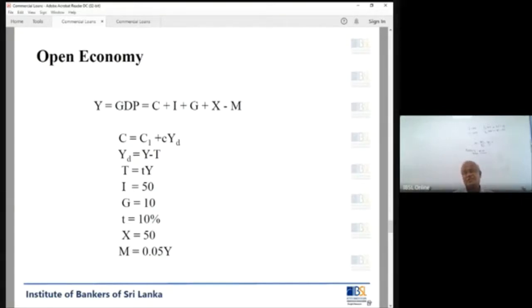So if income increases by 1 rupee, people increase their consumption by 80 cents, increase the demand for imports by 5 cents, and the balance of 15 cents is saved. That is MPS. I'll write down the formula.